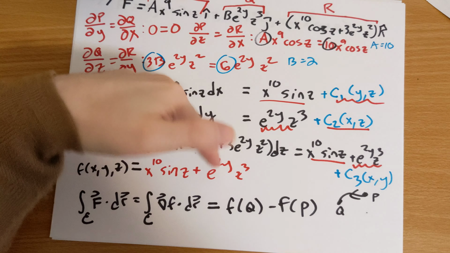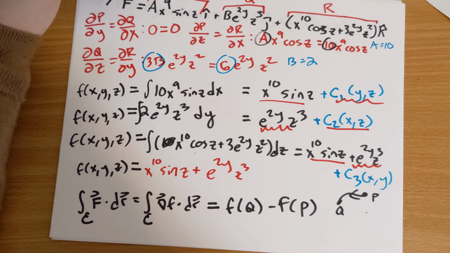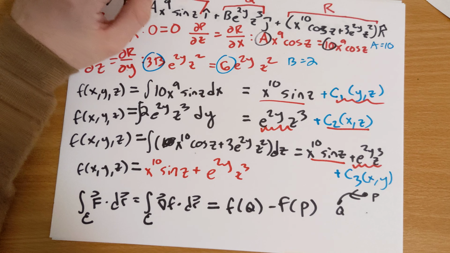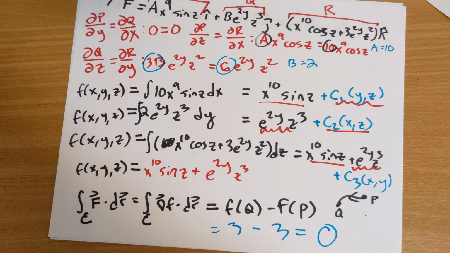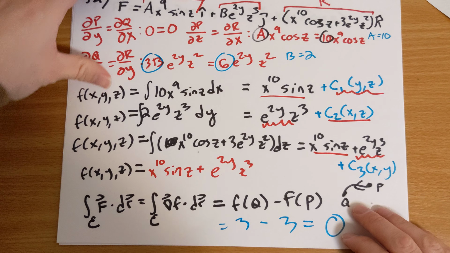Now, how to evaluate this? We're told that p and q are 2 points on the level surface defined by f equal to 3. That means that f of q is equal to 3, and f of p is equal to 3. So this final answer here is 0. So that's how we do problem 32.